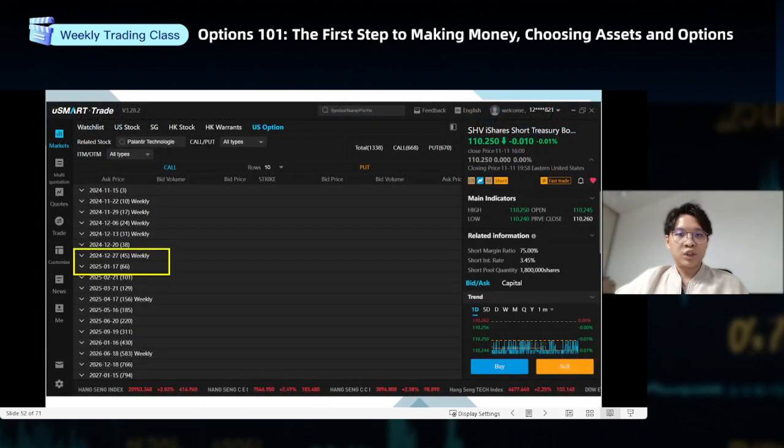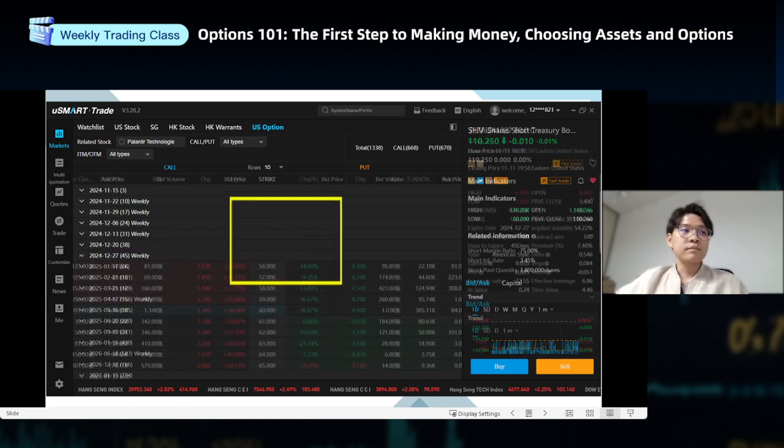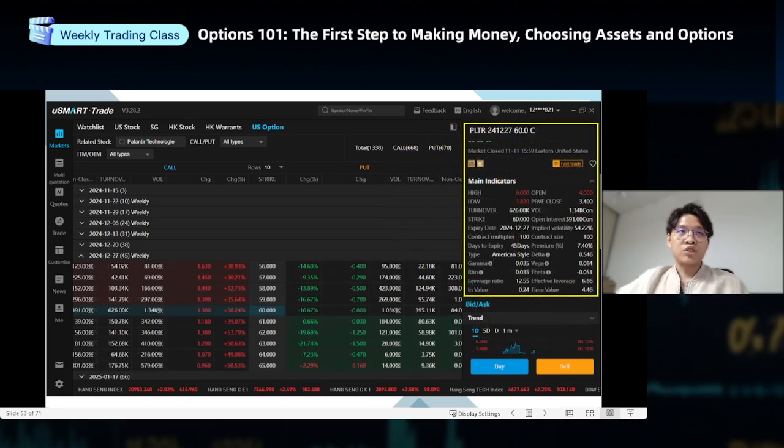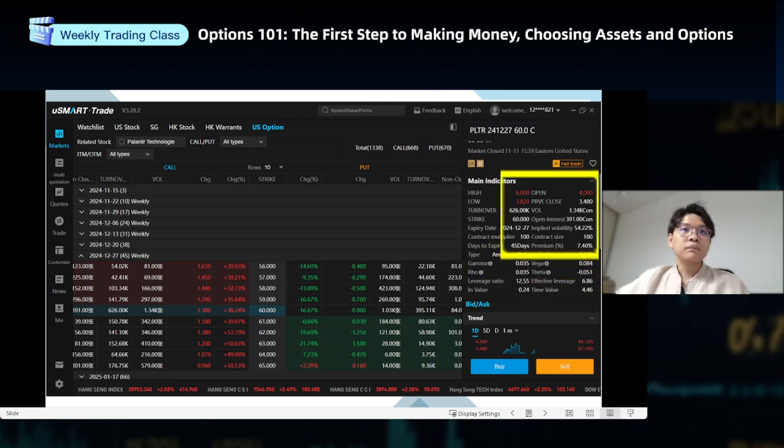Okay, now you look for the Palantir stock and you go to the options, and we are still going to choose the options that expire in 1.5 months or 2 months. Make sure that you are choosing the correct options. And in this case, we are confirming that we are choosing the option for Palantir.